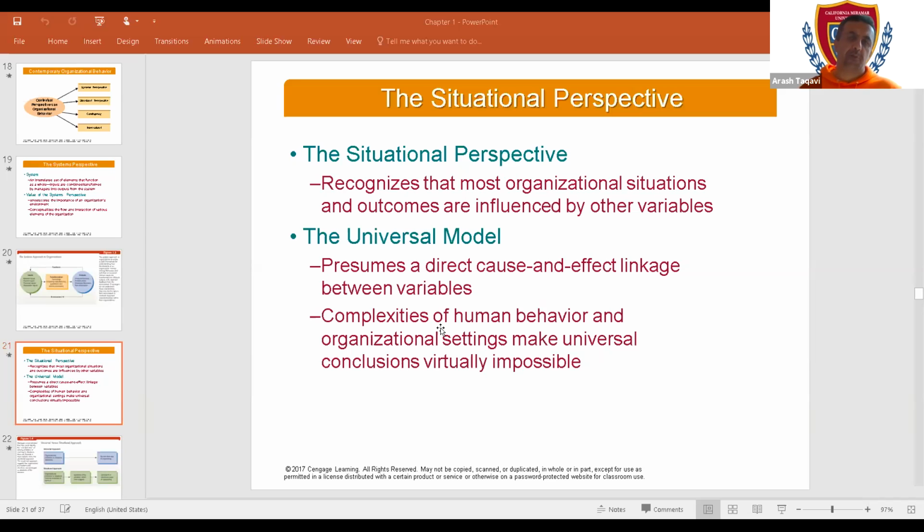But the situational perspective recognizes that most organizational situations and outcomes are influenced by other variables. We have two types of, for example, leadership: situational leadership and charismatic leadership. When you are a charismatic leader, it is not related to your situation in your organization, in your society, in your family. You are charismatic. Everywhere you go, you have an authoritative approach. You have a good power of authority in your society. It is not called situational leadership.